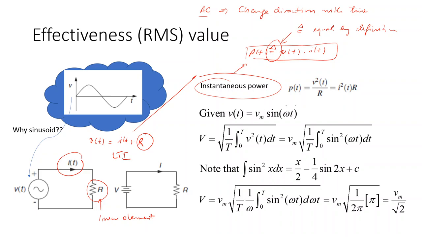Now you see, multiplication of the two sinusoids, definitely you get a sinusoid, right? You get a sine or cosine function. But when we are in real life, you are not interested in power as a time function.